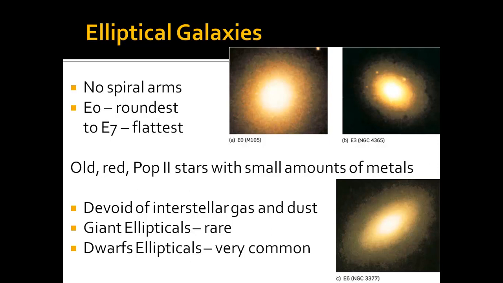So, giant elliptical galaxies are very rare. Okay, and giant elliptical galaxies are like 20 times larger than the average galaxy. But dwarf elliptical galaxies we are finding are very common. Okay, there's only a few million stars in dwarf elliptical galaxies compared to the 100 billion stars in the Milky Way. But there seems to be a lot of them. In fact, these dwarf elliptical galaxies sometimes are so thin that you can actually see straight through them.